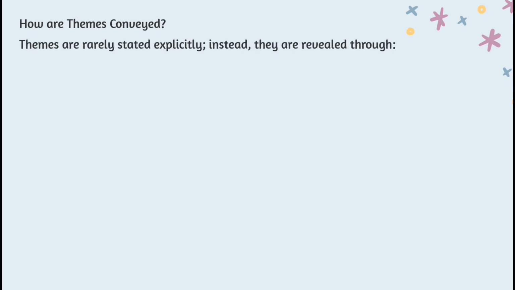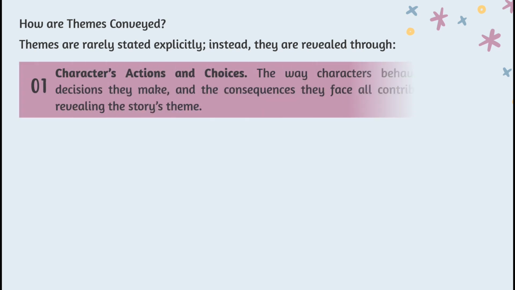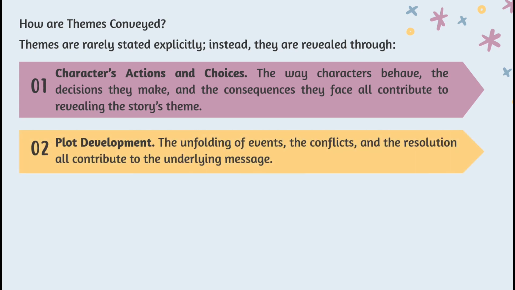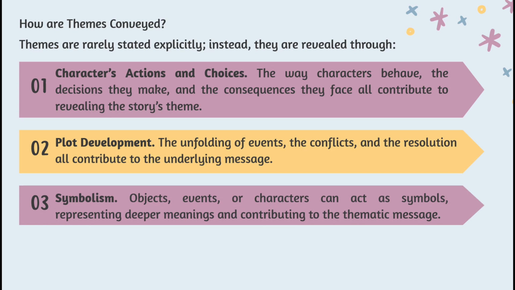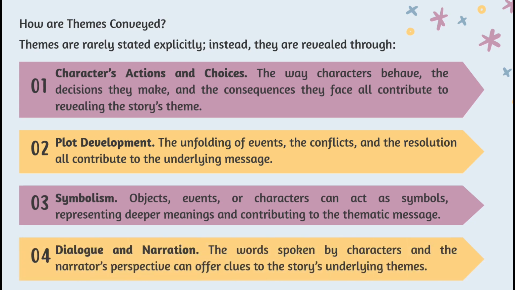How are themes conveyed? Themes are rarely stated explicitly. Instead, they are revealed through characters' actions and choices. The way characters behave, the decisions they make, and the consequences they face, all contribute to revealing the story's theme. Plot development, the unfolding of events, the conflicts, and the resolution, all contribute to the underlying message. Symbolism. Objects, events, or characters can act as symbols, representing deeper meanings, and contributing to the thematic message. Dialogue and narration. The words spoken by characters and the narrator's perspective can offer clues to the story's underlying themes.